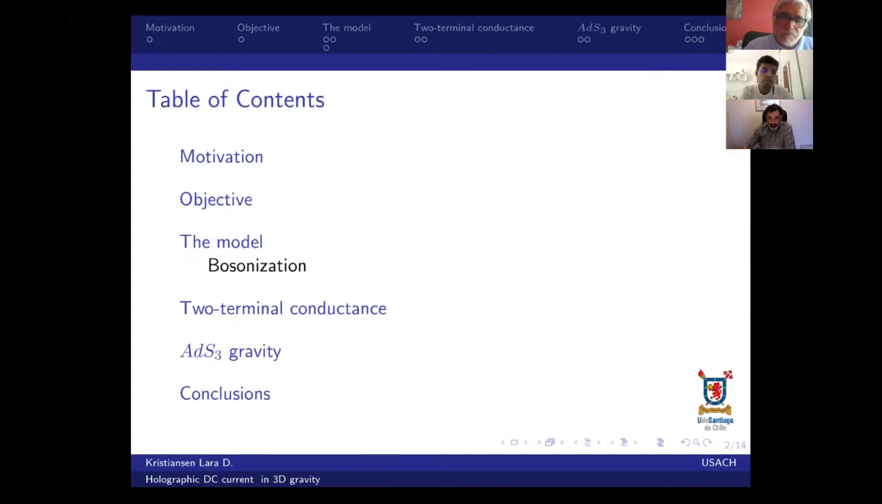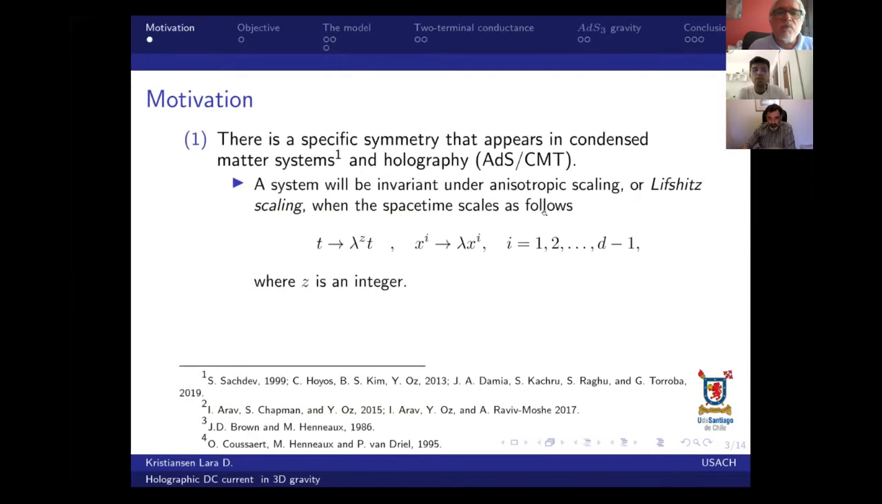So, table of contents: there's a motivation and an objective. We're going to study the model. Then we are going to study a two-terminal conductance associated to this model. And then we are going to see the same result, but from the perspective of AdS3 gravity. So let me begin with the motivation of this work.